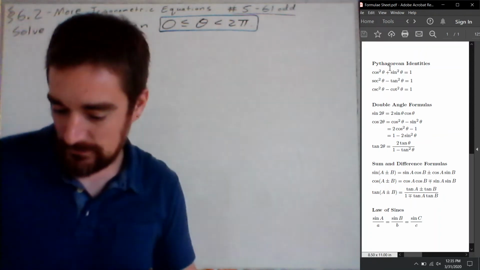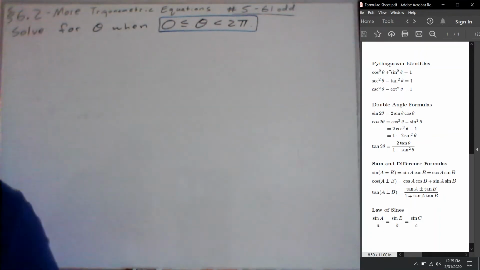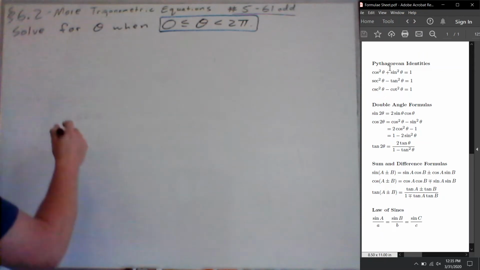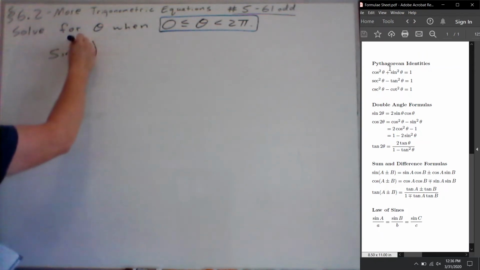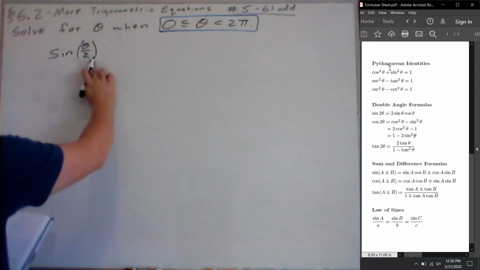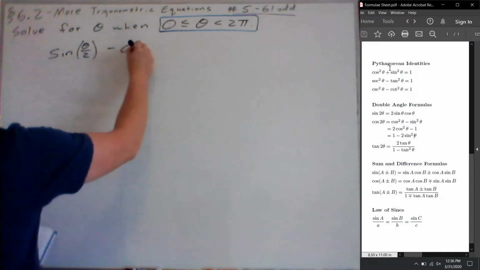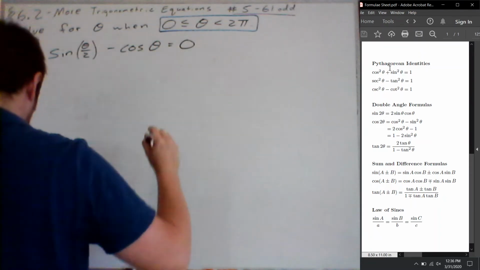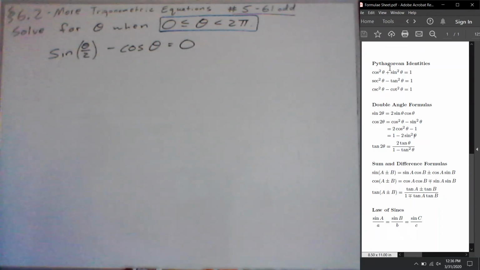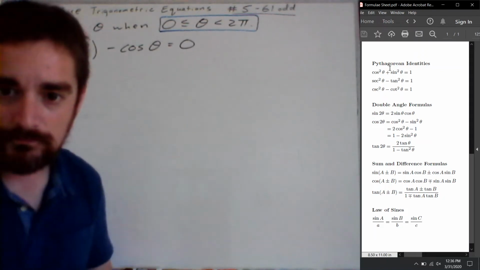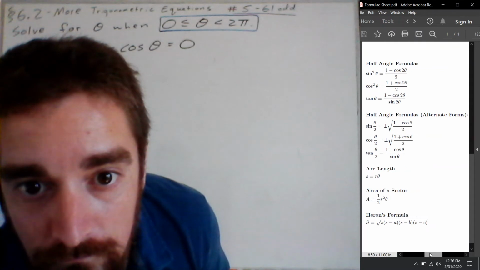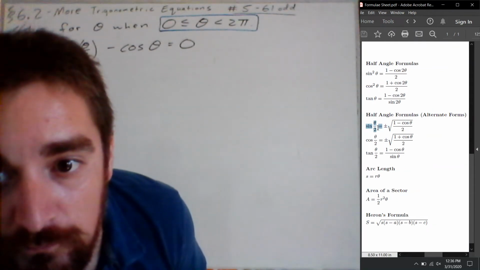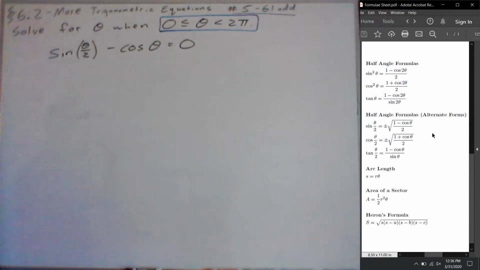So let's pick on one more. This one's going to have a half angle in it. So I'm looking at sine of theta over 2. There's my half angle. Minus cosine of theta is equal to 0. Let me put that on the screen for you. There you go. So this half angle formula, there's a big red flag saying, hey, I should probably use that sine theta over 2 formula.